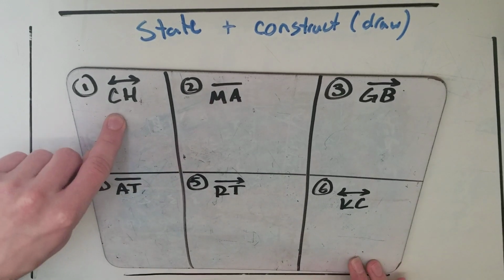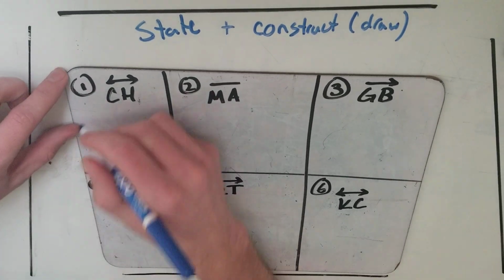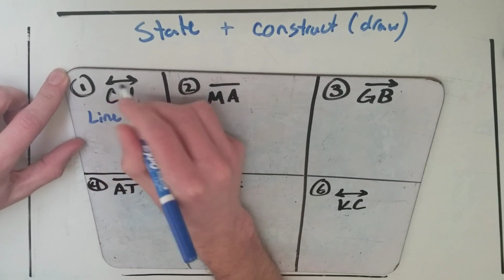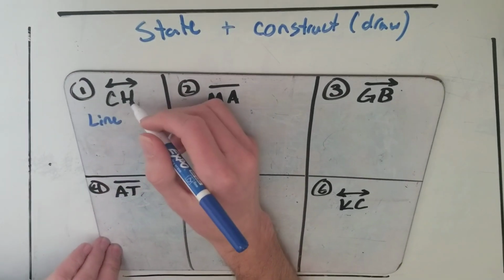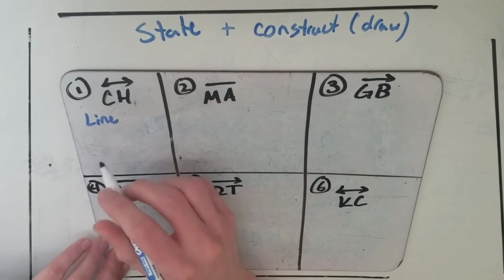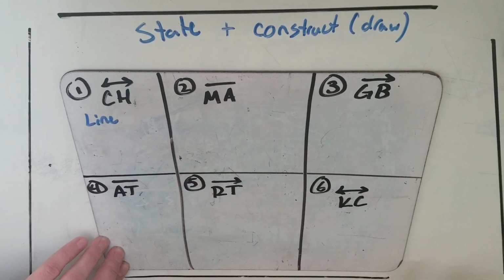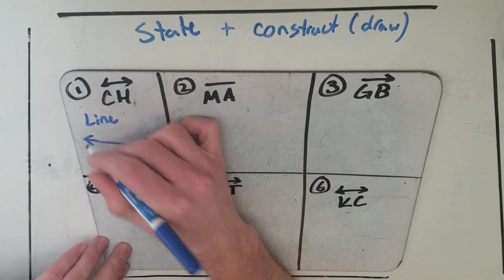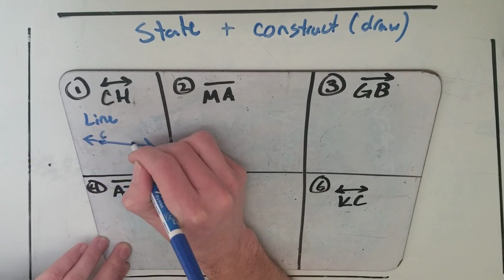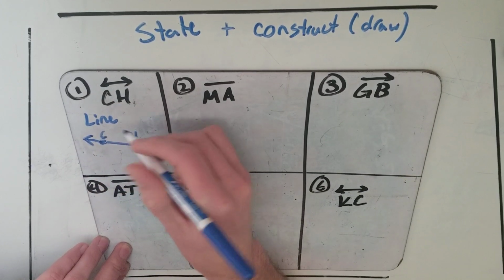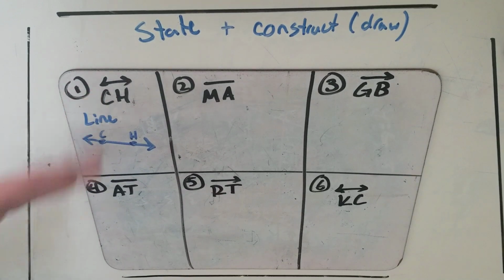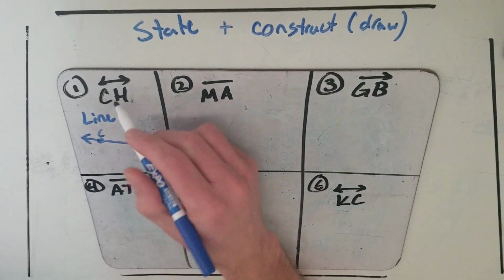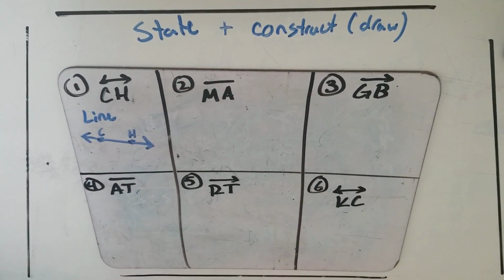So right here, this would be a line that we're talking about. We know that from the notation up here. So we have line CH, and we don't know much about line CH, we just know that it's a line, and it goes through C and H. We also could have notated it as line HC, but we were given line CH.